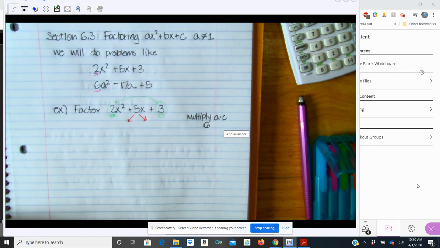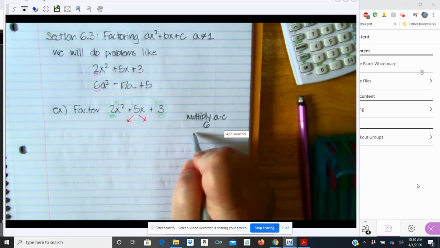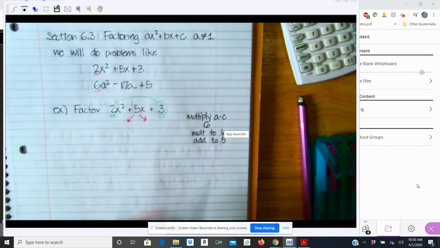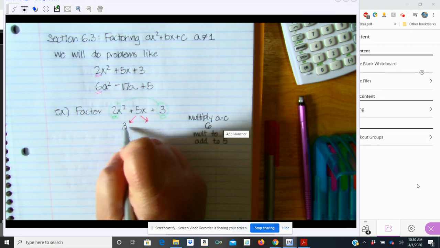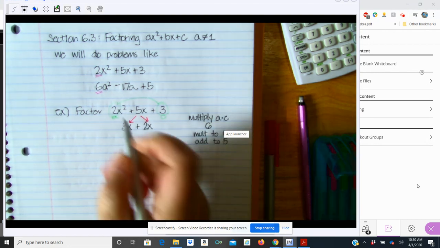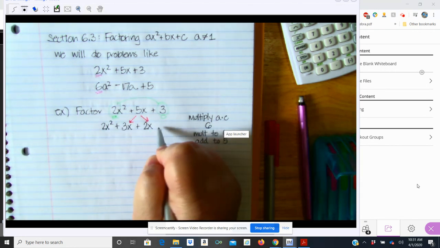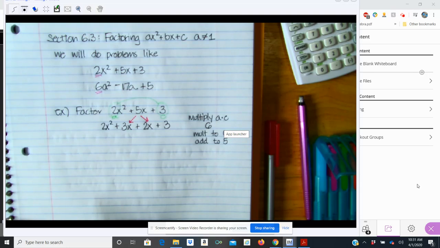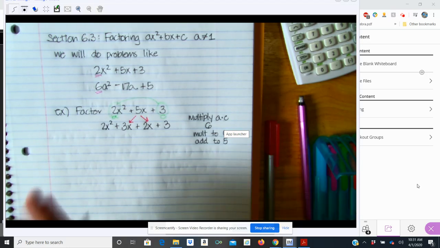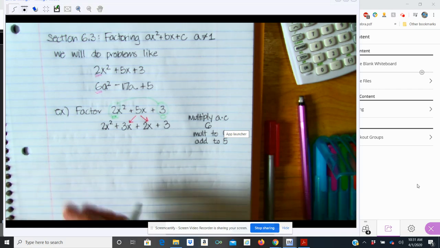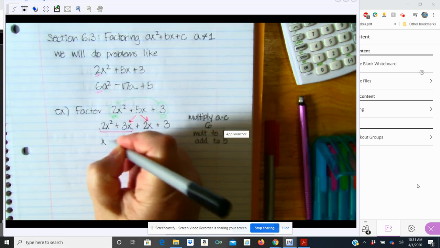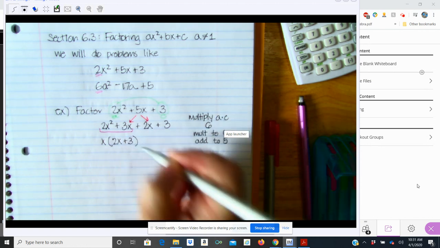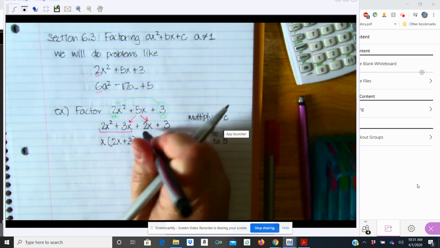So what two numbers multiply to give you a 6, but add to give you a 5? So I'm going to deconstruct this 5x into a 3x plus 2x. This is the exact same thing we were doing yesterday. Factoring by grouping, I can look at the first two terms and pull out an x. Is there anything I can pull out of the second two terms?